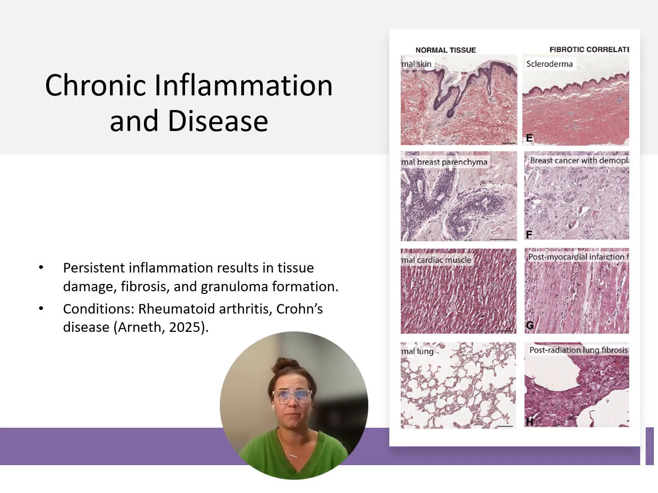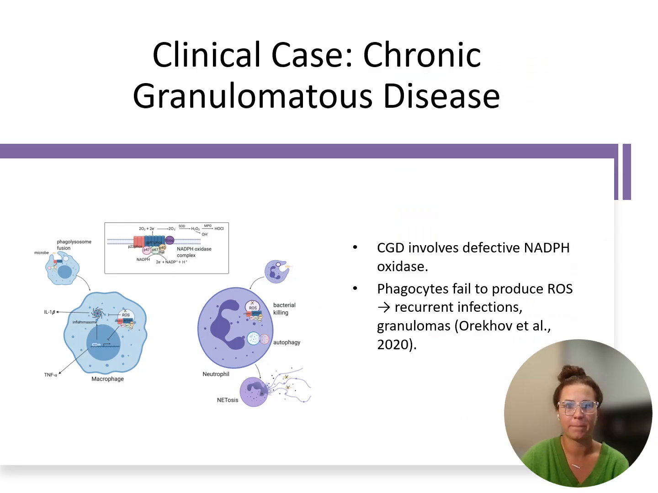And here are some examples of the normal tissue and the fibrotic tissue. And this persistent inflammation that we talked about, resulting in fibrosis and granuloma formation, we're going to talk about in just a second with some clinical cases. And some conditions that could arise from this are rheumatoid arthritis and Crohn's disease. So let's get into one of these examples of granuloma formation.